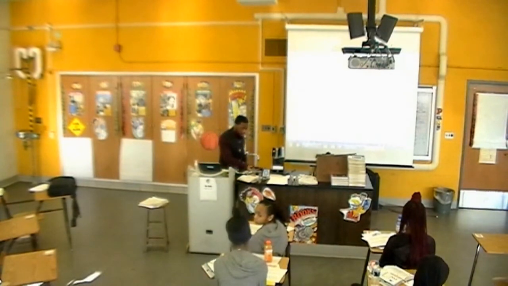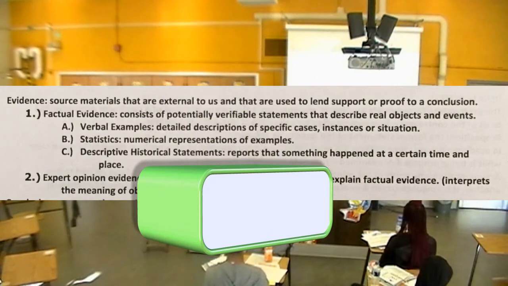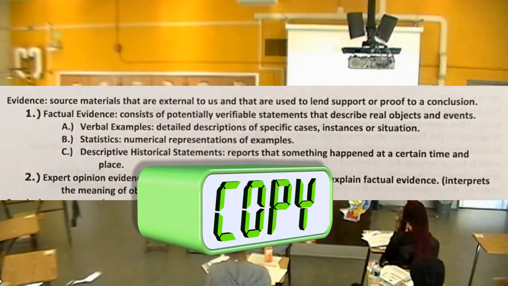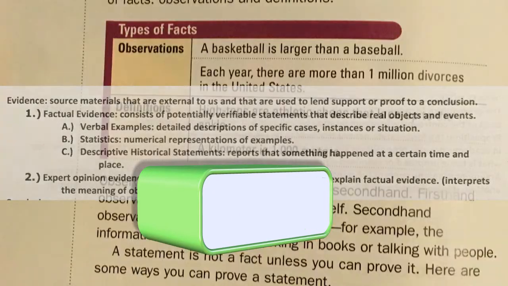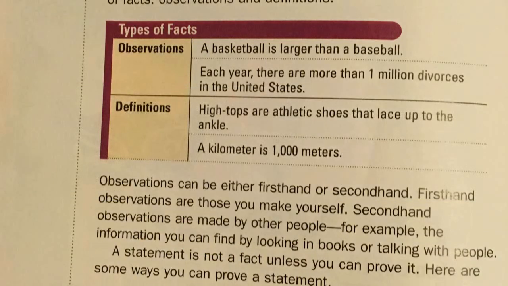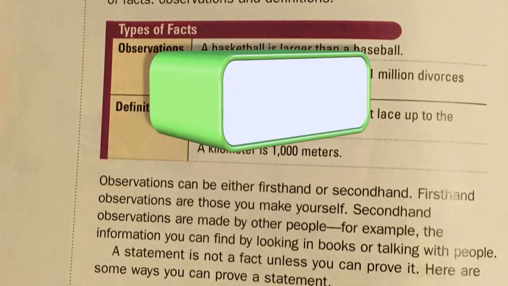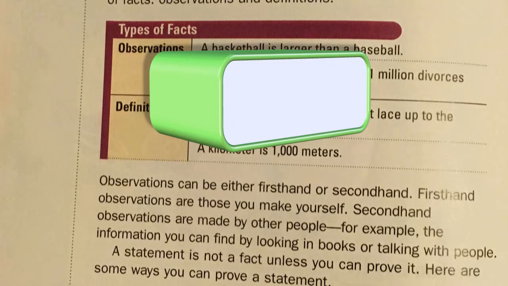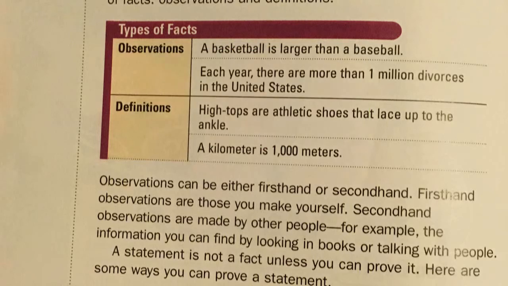Okay? So on your paper though, it gives us a few more. It gives us verbal examples, statistics, and descriptive historical statements. I'm going to be bouncing back and forth off the book and off of this. So in the book, it says observations can be either first-hand or second-hand. First-hand observations are those you make yourself. Second-hand observations are made by other people. For example, the information you find by looking in books or talking with other people.